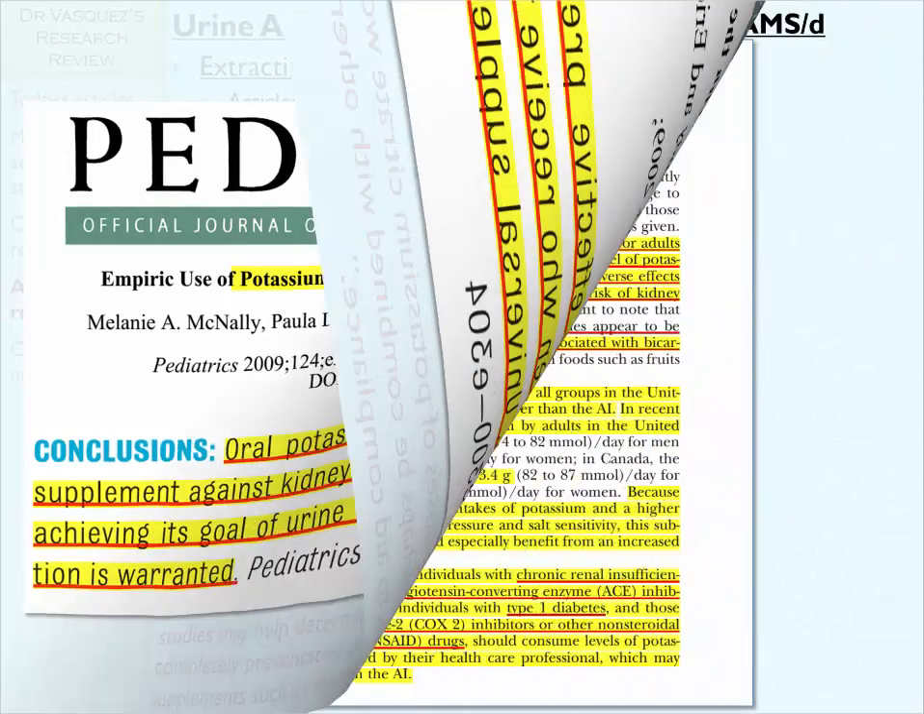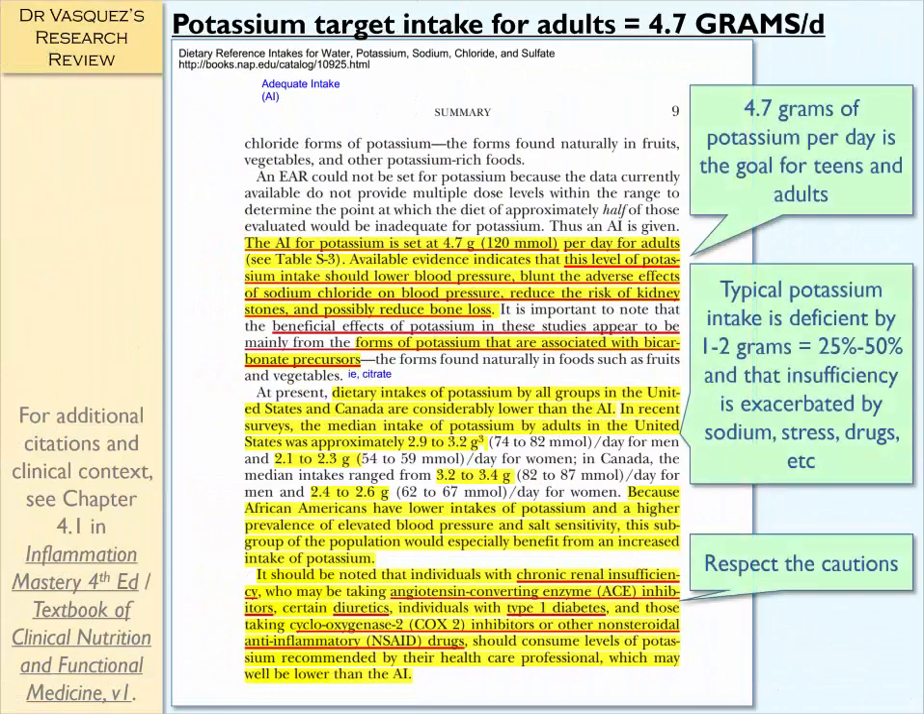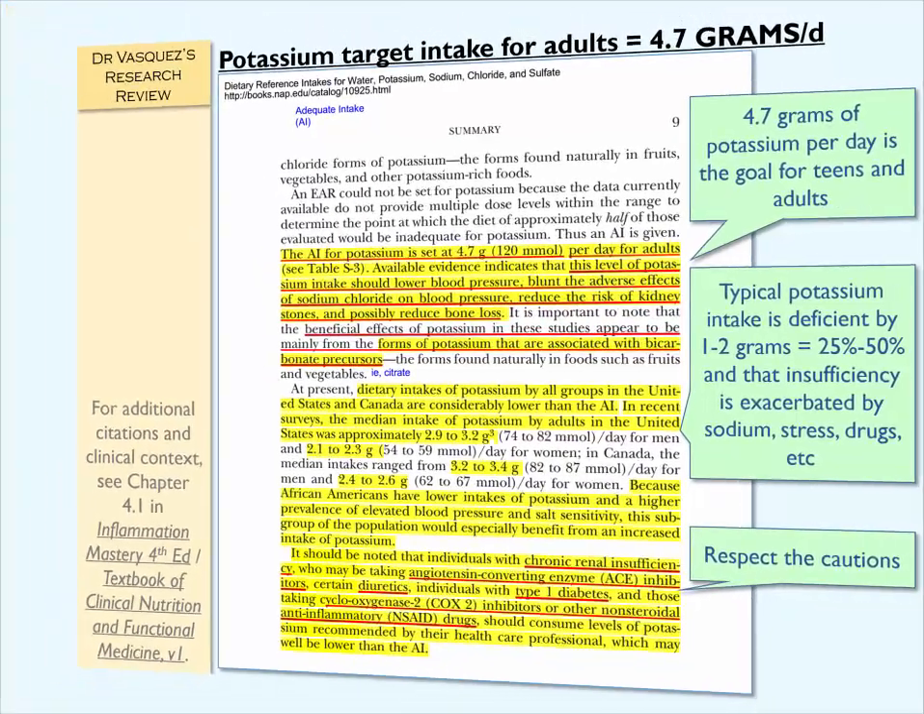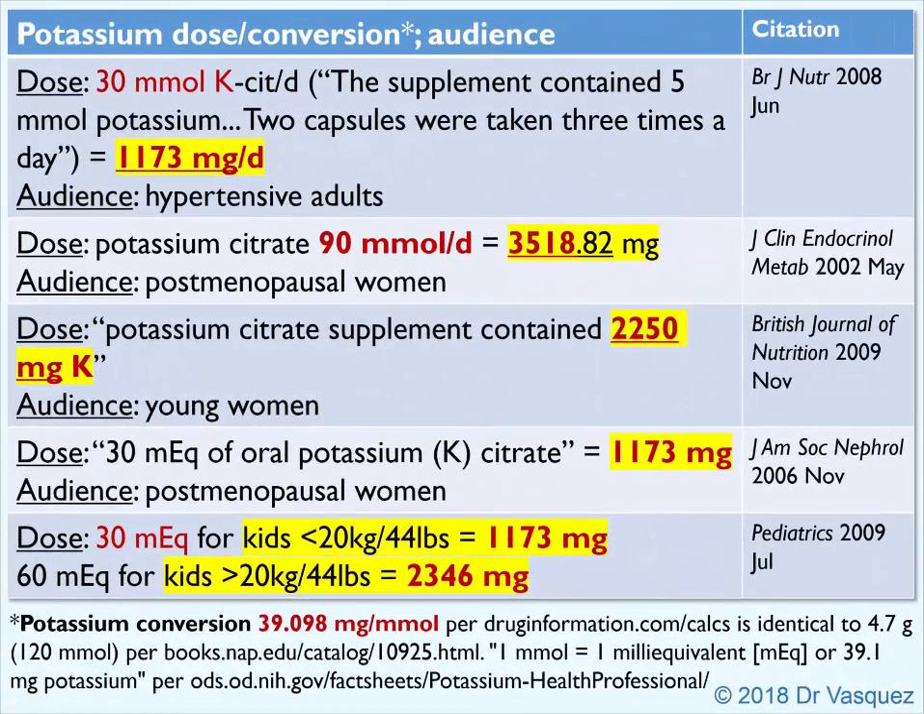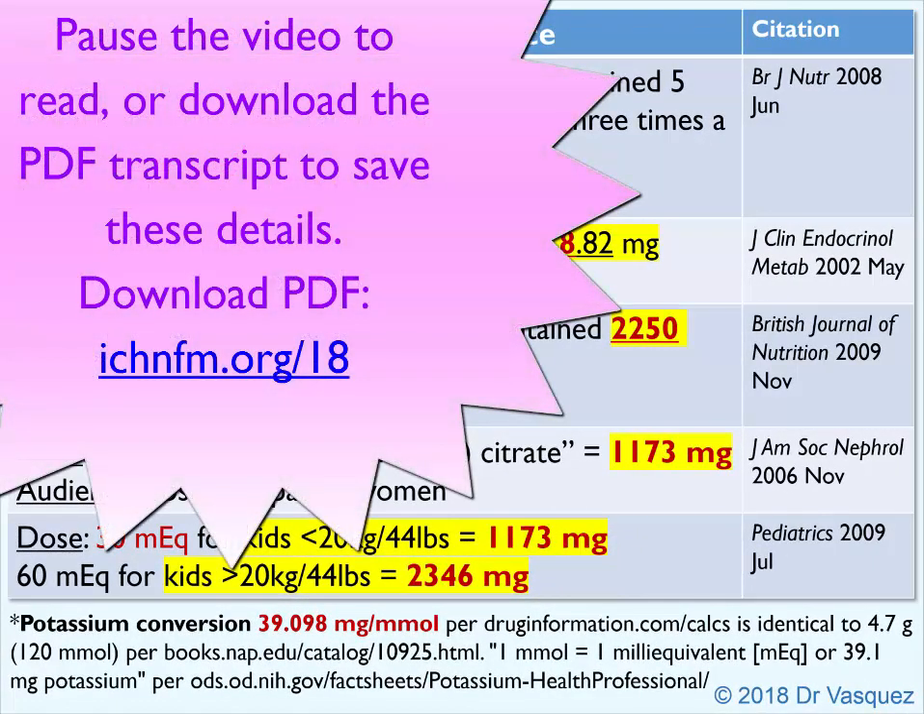Now, to conclude today's video, I want to remind you of this information, which I reviewed in Cardio Nutrition video number 1, and that is the potassium target intake for adults is 4.7 grams of potassium per day. 90% of adult patients in the United States, for example, do not achieve that level of intake. Typically, they're deficient by 25 to 50%, which means they need to supplement 1 to 2 grams per day of potassium. I also showed you in the previous video what's been demonstrated in many of the clinical studies in terms of dosages.